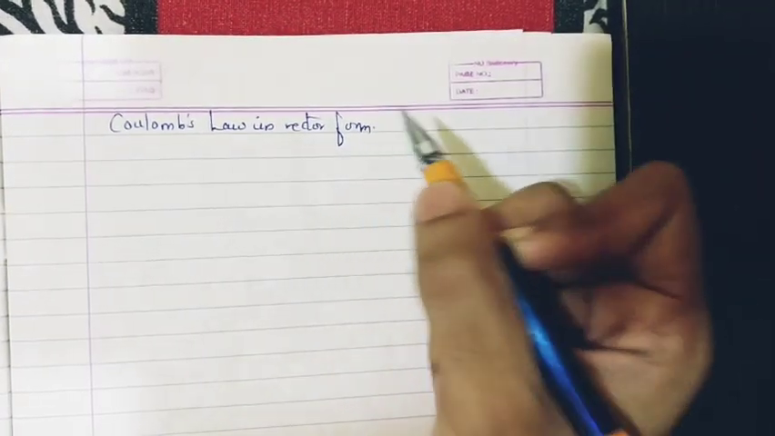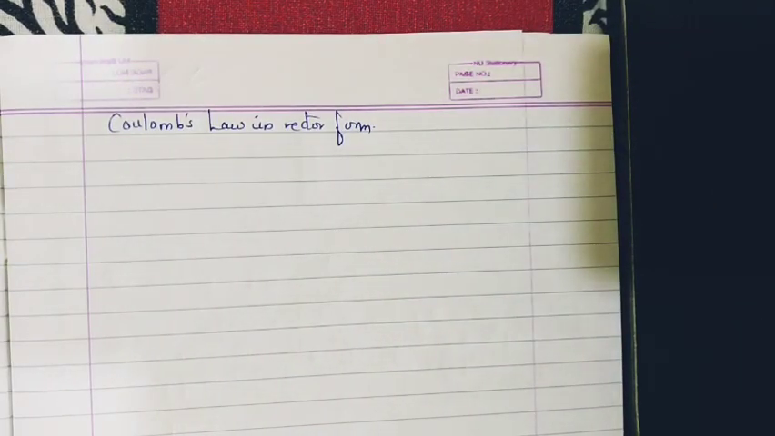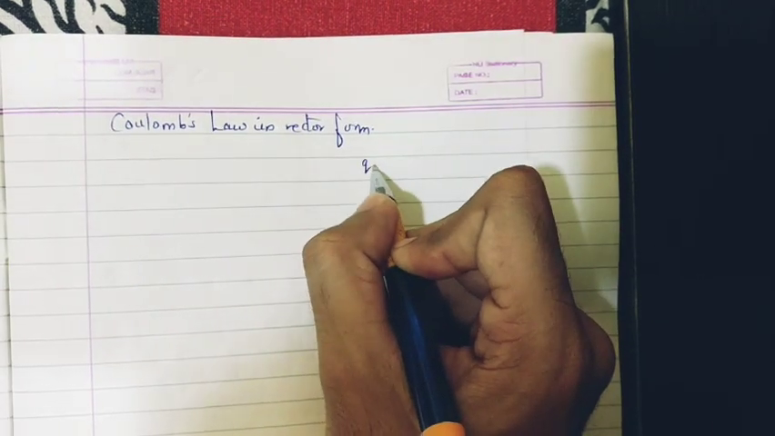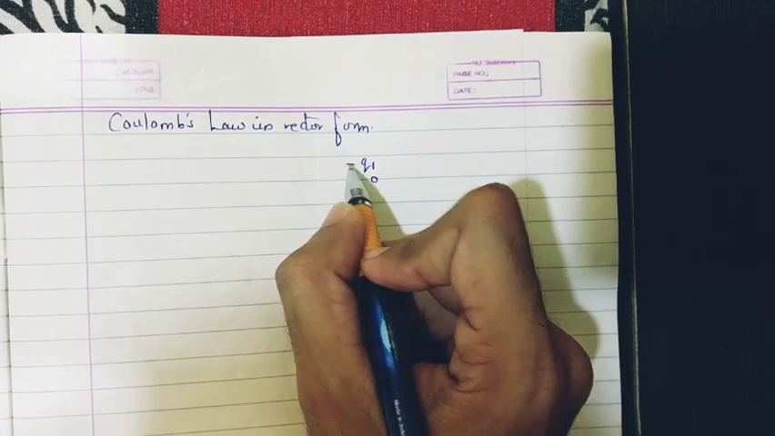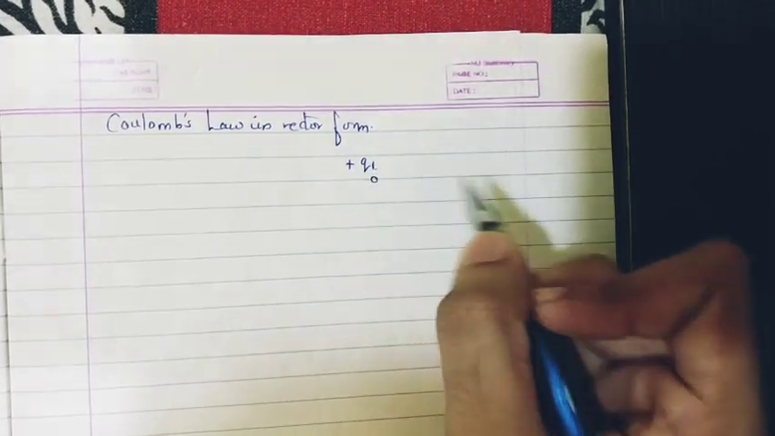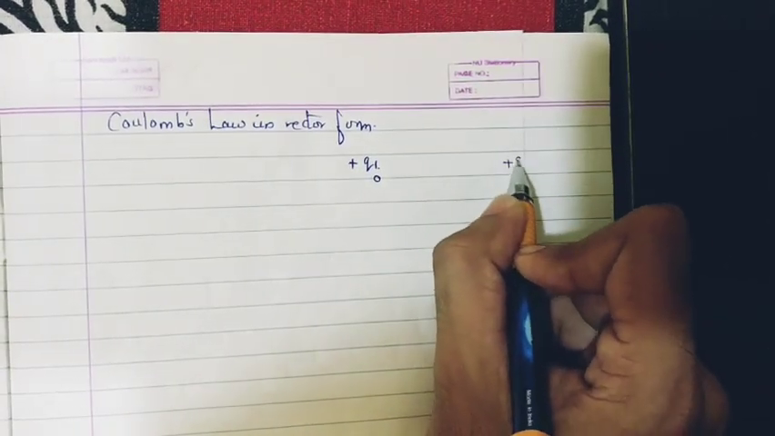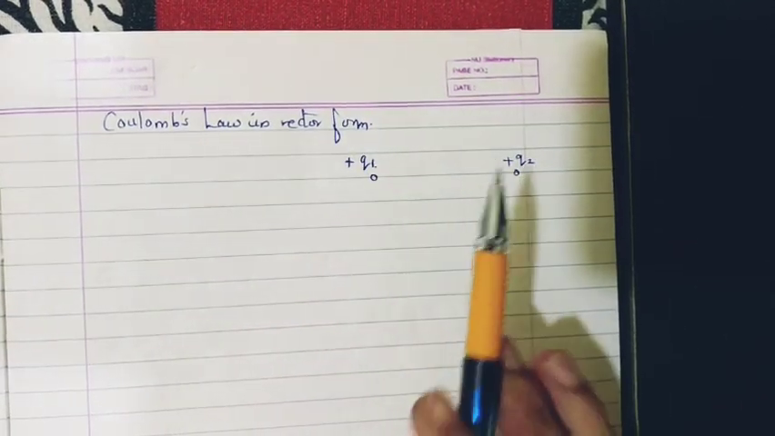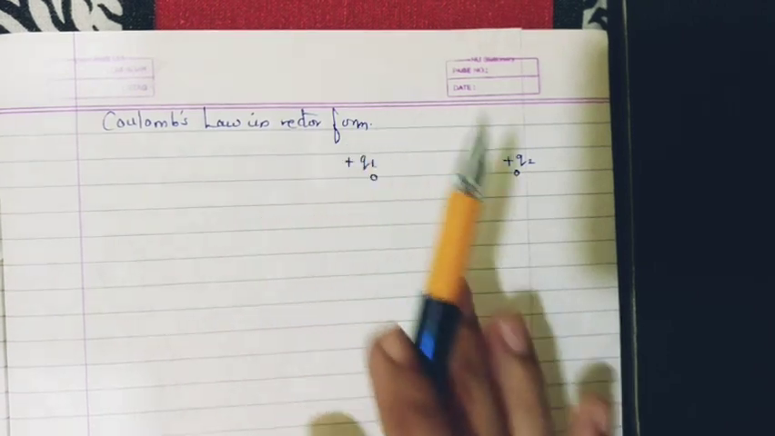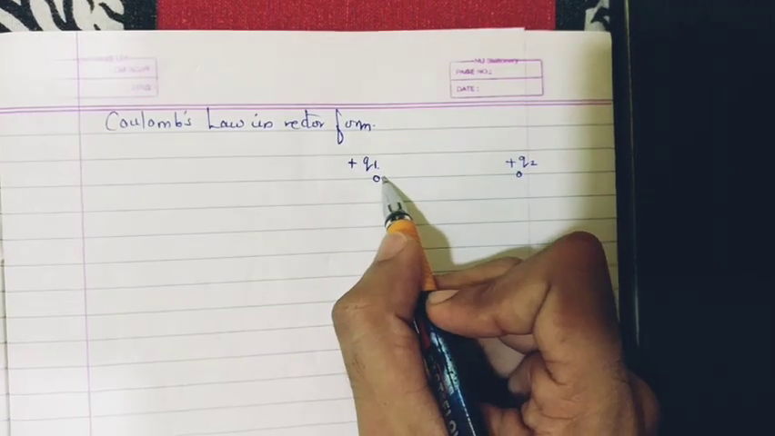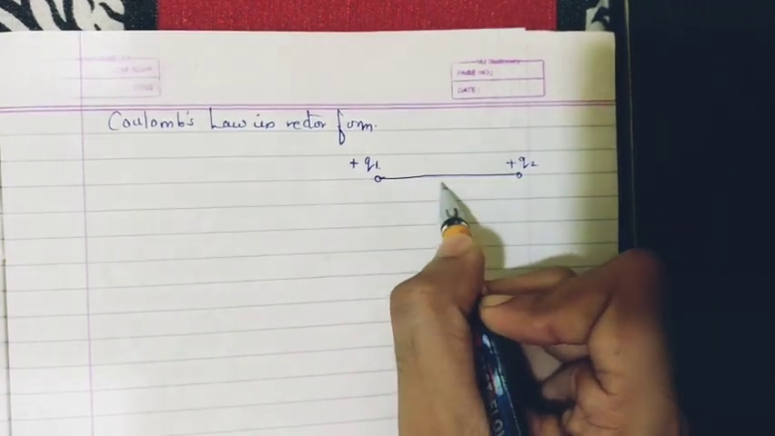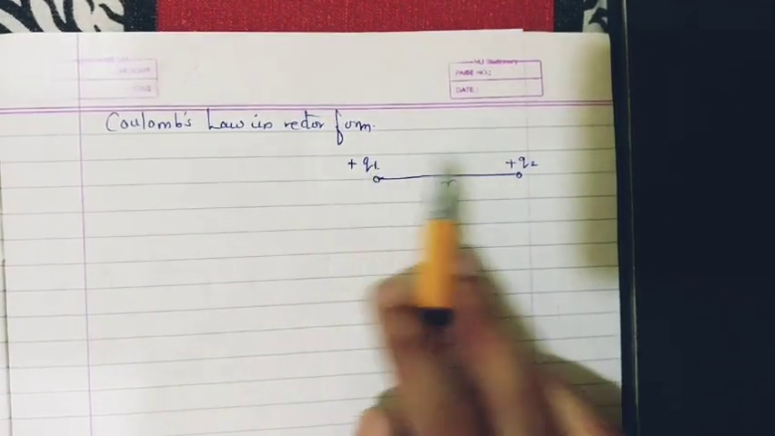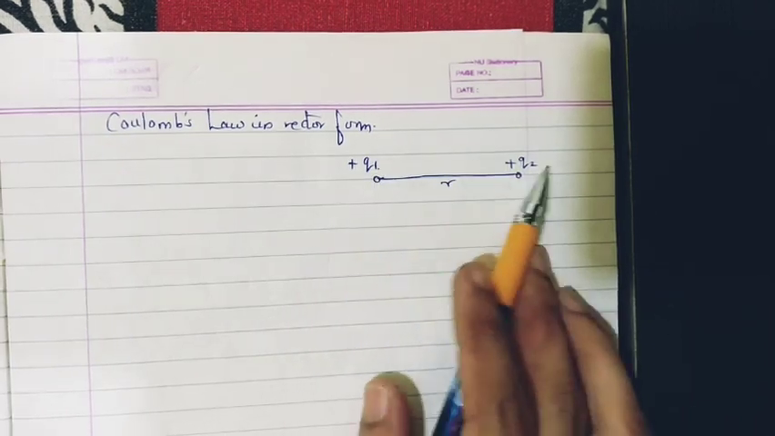Alright, so now let us consider two positive point charges again, the same way we considered in the last lecture. Let's say the first point charge is plus Q1 and the second point charge is plus Q2, placed in vacuum at a distance of r from each other. Since both are positive, they are definitely going to repel each other.